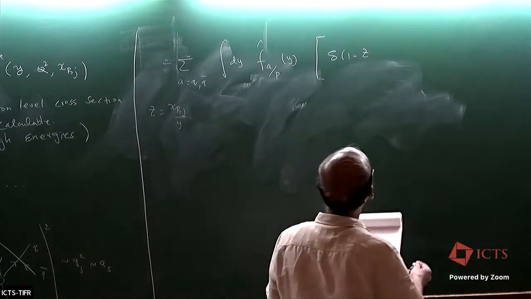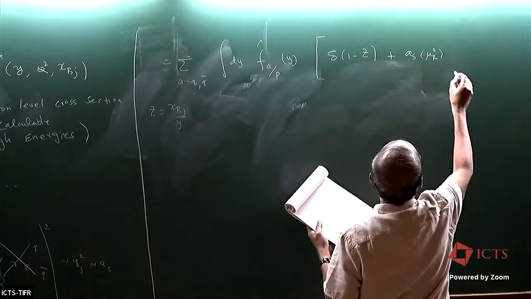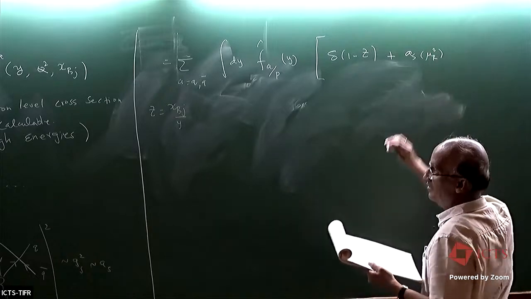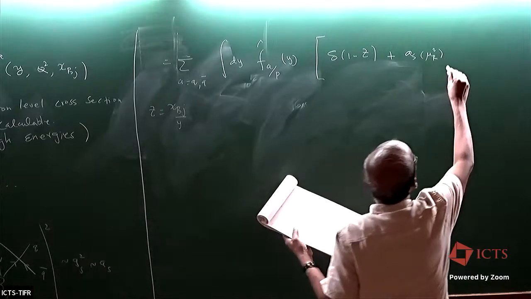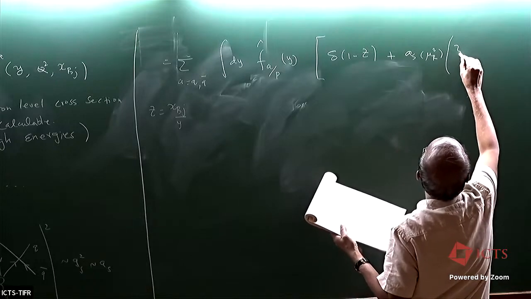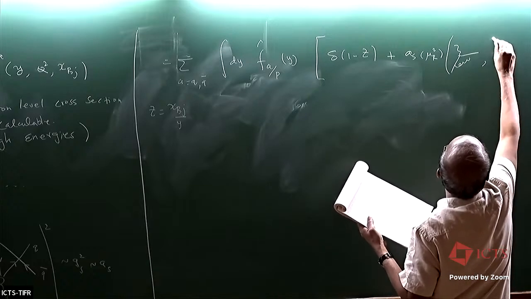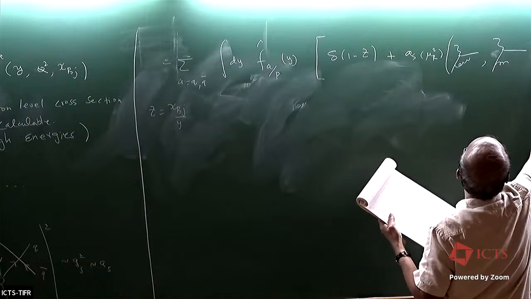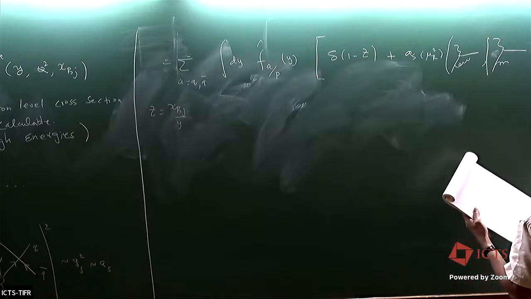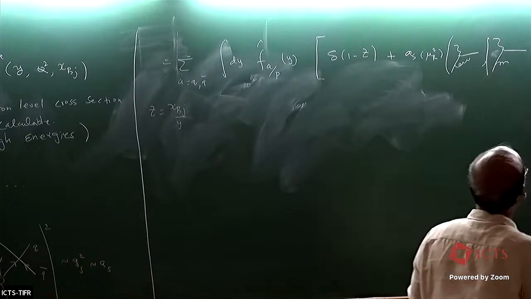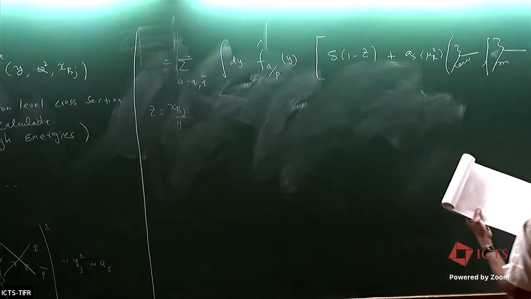Plus, there will be a whole lot of terms coming from this kind of diagrams. So I'll just put this within the bracket. What are the diagrams that can contribute? Like this, and this. These are the diagrams that you need to calculate and put here. This is order alpha_s.